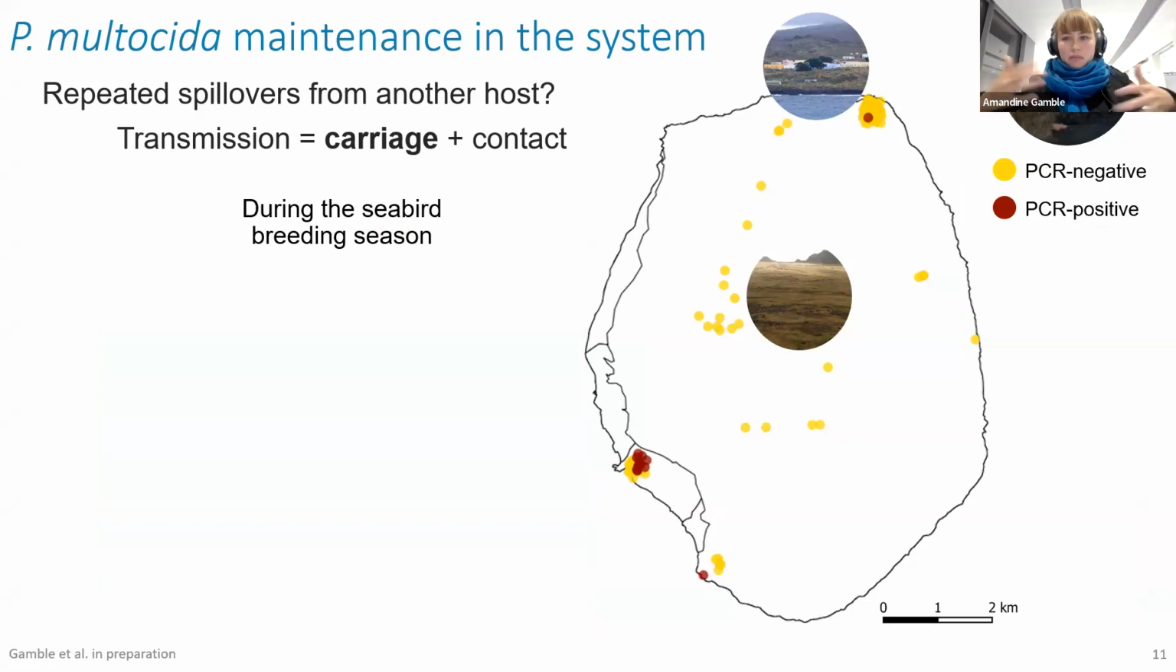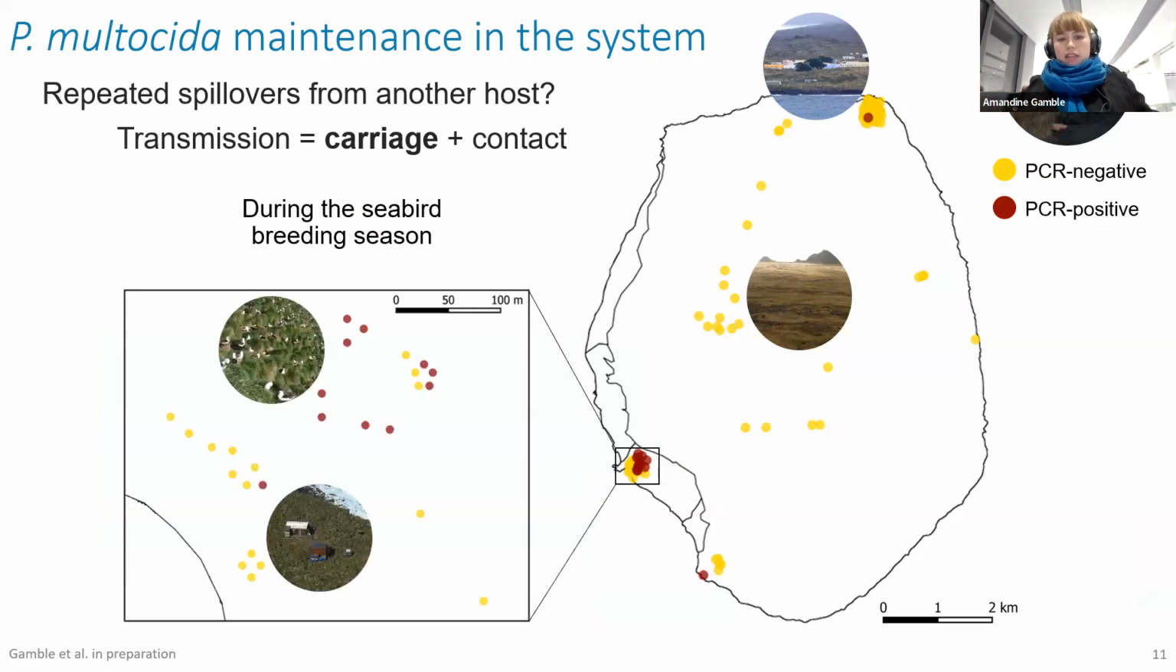So that's evidence that it's going from the birds to the rats. And you can see it's very structured in space. So that's on the southwest here, it's the hut where we live, and there's almost no positive rats. And if you just walk like 10 minutes up in the cliff, almost all the rats are carrying the bacteria.